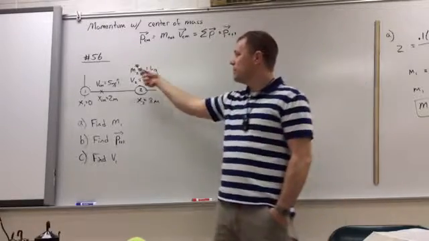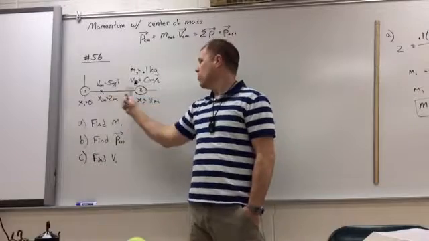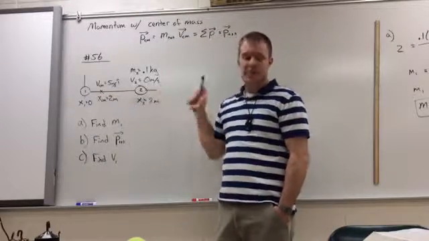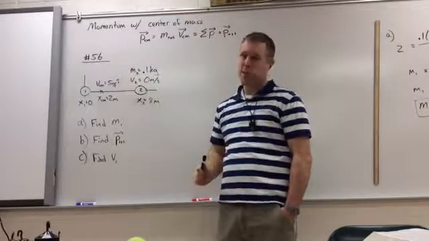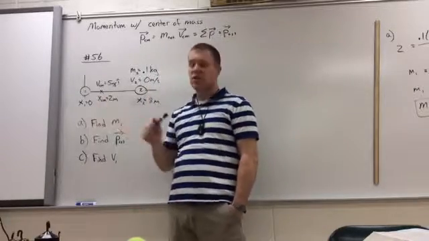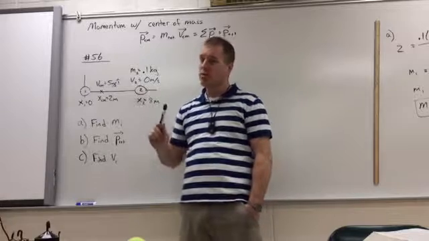So our example is number 56. I have two objects, object 1 and object 2. We know a lot about object 2. We know its position is 8 meters, it's at rest, and it has a mass of 0.1 kilograms. Object 1 we just know is at the origin. We don't know how fast it's going, we don't know its mass.